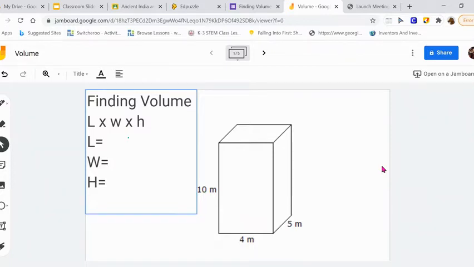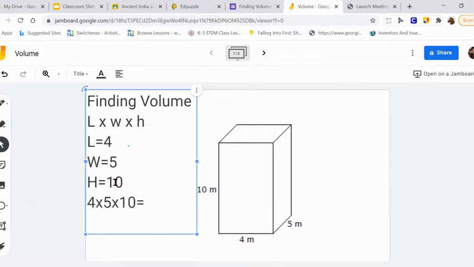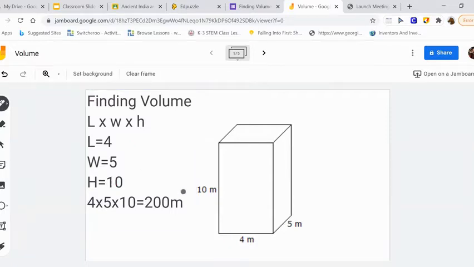Okay, so the first one I kept it pretty basic. Our length is 4, our width is 5, and our height is 10. So then I would just multiply those. So I have 4 times 5 times 10, which gets me 4 times 5 is 20, 20 times 10 is 200 meters, and then squared, which I'm not sure I can do, I might be able to write with the pen. 2. All right, so pretty easy, right?